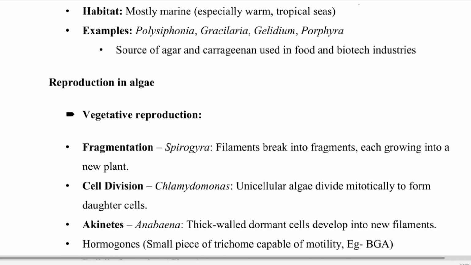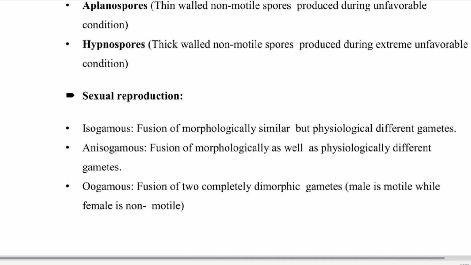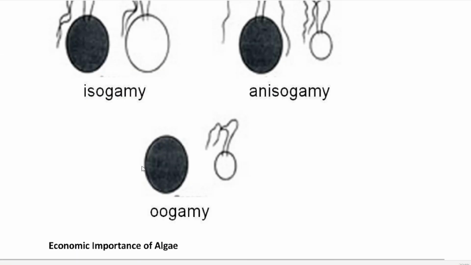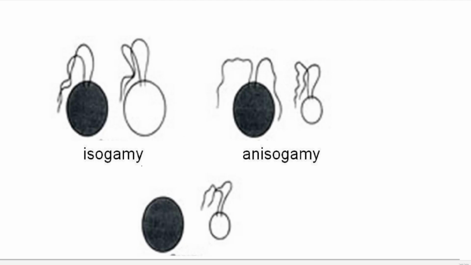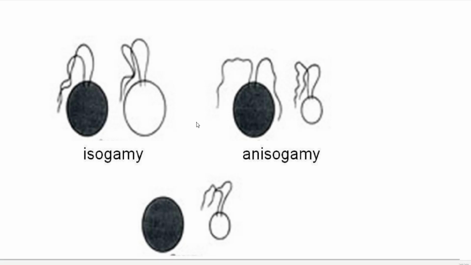Now let's move to sexual reproduction in algae. Sexual reproduction in algae is basically of three types. First of all, let's see the figure here. It will make it easy to understand. See the gametes here: one is the male and another is the female gamete.